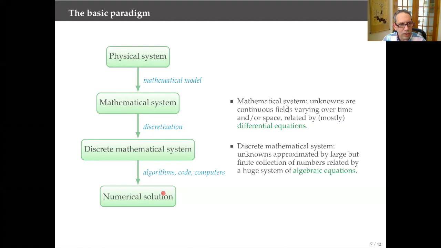Of course, that's a gross simplification, but it gives you an idea what this is about. And basically, numerical analysis is the design, analysis, and validation of the discretization and the algorithms. The validation is a key point there. We not only need efficient algorithms, we need ones that provably give correct answers.